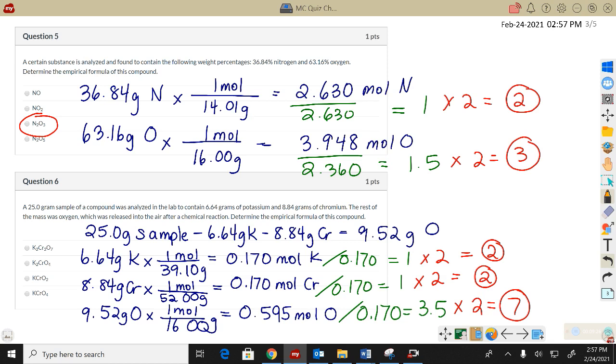Eventually, I know my formula is going to be like N something, O something. I'm looking for that ratio of atoms. Moles is a unit that represents a quantity of atoms. So you take your percentages, turn them into grams, turn those grams into moles, and from there, you probably get something kind of funky: 2.63 moles of nitrogen, 3.948 moles of oxygen. They're not whole numbers.